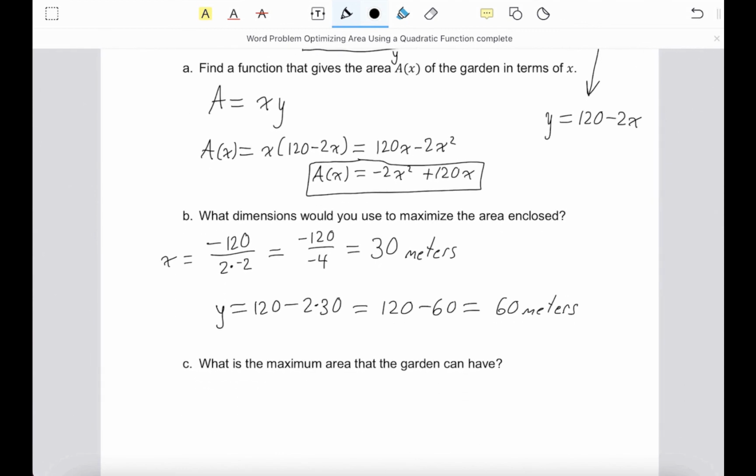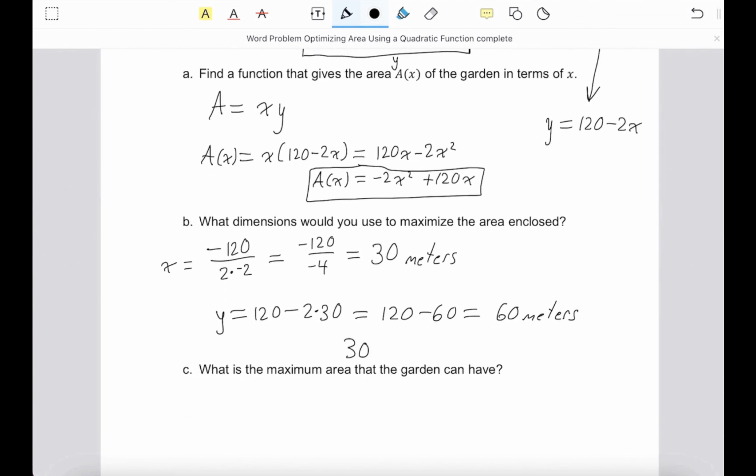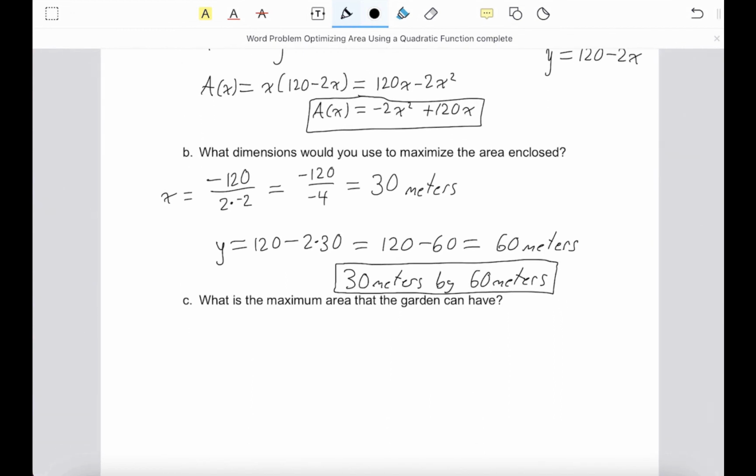So it's 30 meters by 60 meters. Those are the dimensions. And what's the maximum area the garden can have? We just take those two and multiply them by each other. So 30 times 60 gives me 1,800 meters squared.